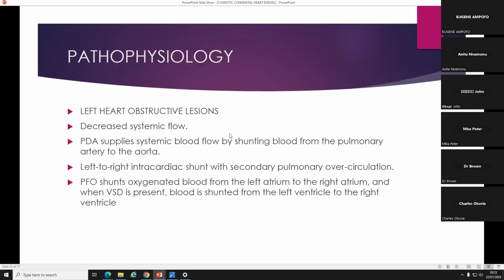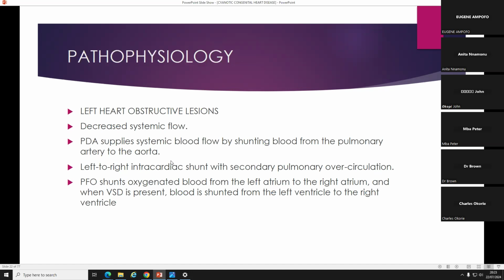Left heart obstructive lesions produce a decreased systemic flow. So therefore, the patent ductus arteriosus supplies systemic blood flow by shunting blood from the pulmonary artery to the aorta. And there is a left to right intracardiac shunt with secondary pulmonary overcirculation. So basically, they have pulmonary hyperemia.